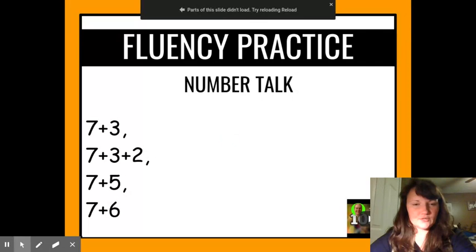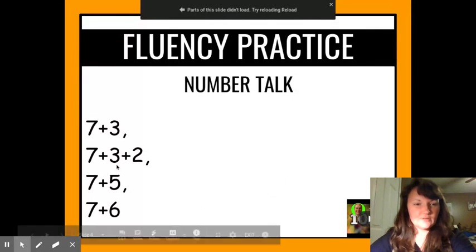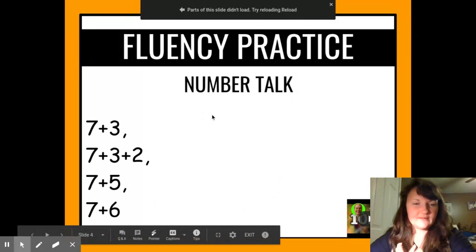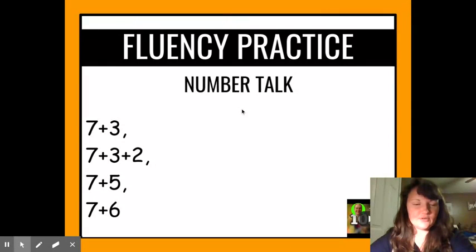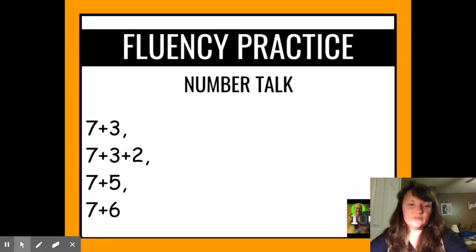All right, so here are our number talks. Our first one is 7 plus 3. If you got 10, you are correct. Give yourself a pat on the back. Next one is 7 plus 3 plus 2. If you said 10 plus 2 is 12, you are correct. Give yourself a pat on the back.